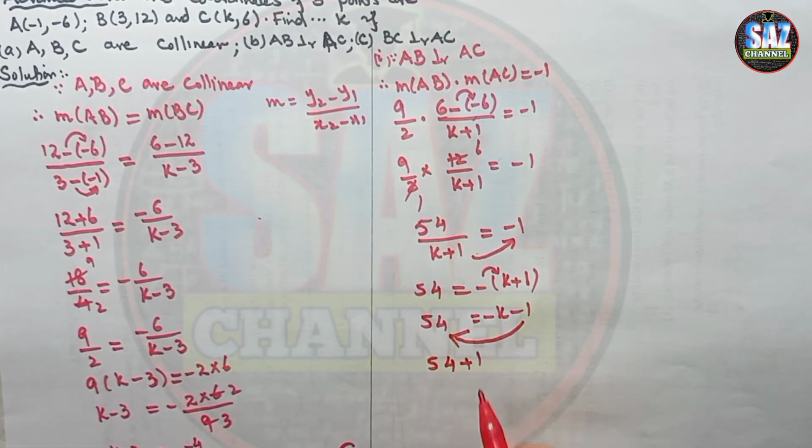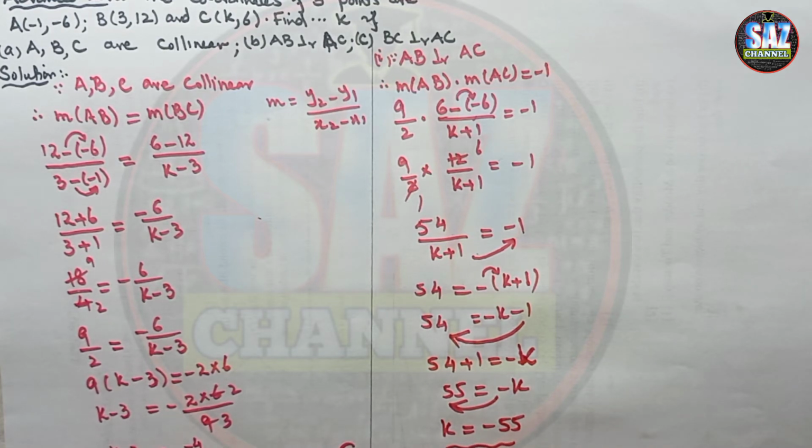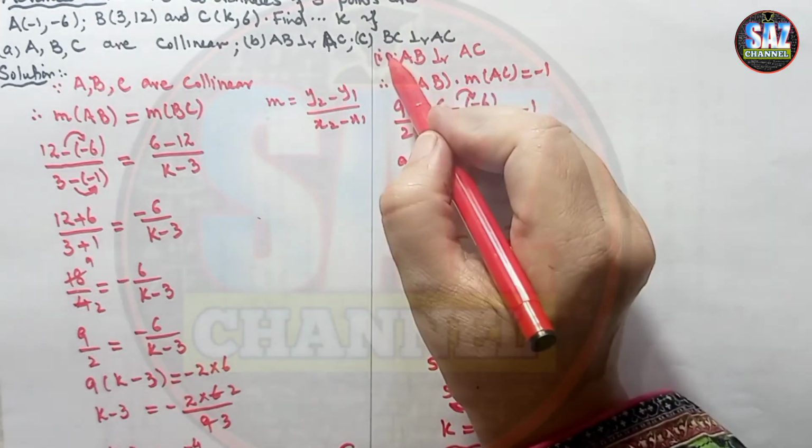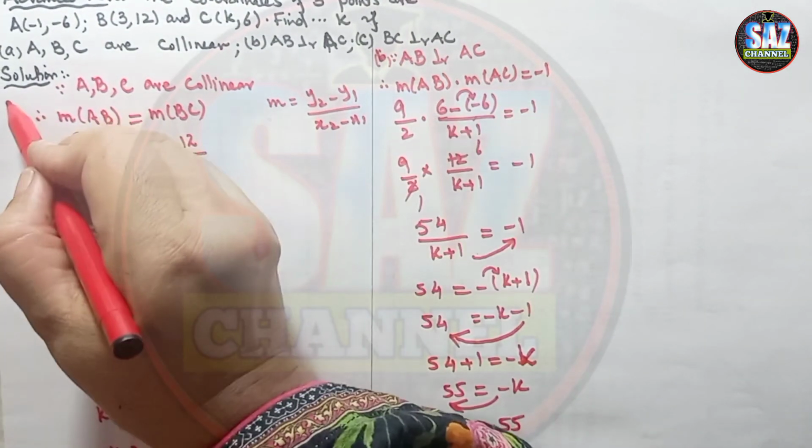54 plus 1 equals minus K, and then 55 equals minus K. I have to make K positive, so the minus sign will be shifted to the other side. So the value of K is minus 55 for this condition. I hope you are clear about the second condition. This was the B part, and this was the A part.